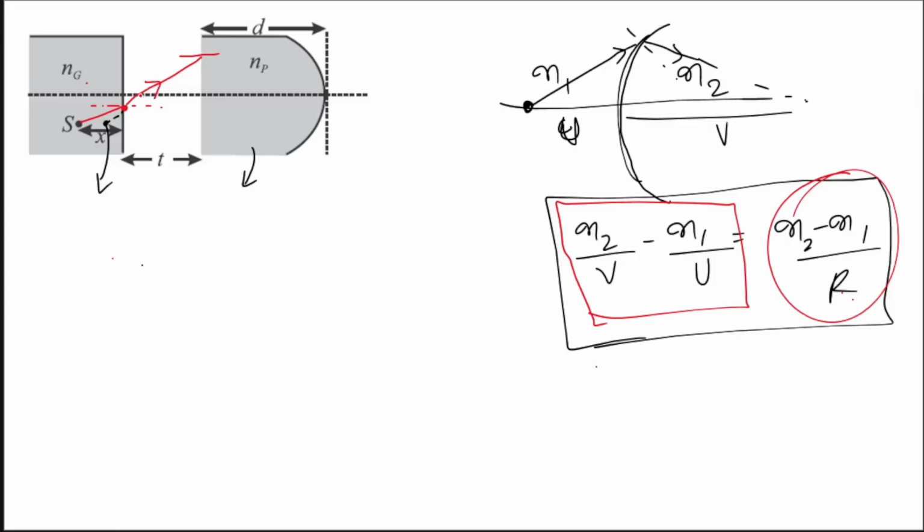यहाँ पे देखो, refracted light is in which media? In media air. So n2 value is 1, v we don't know, minus n1 is what? The media in which incident light is. So incident light is in media 3 by 2. इसका refractive index 3 by 2 है, and this is u.